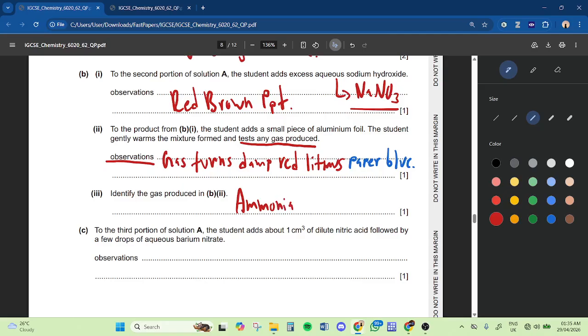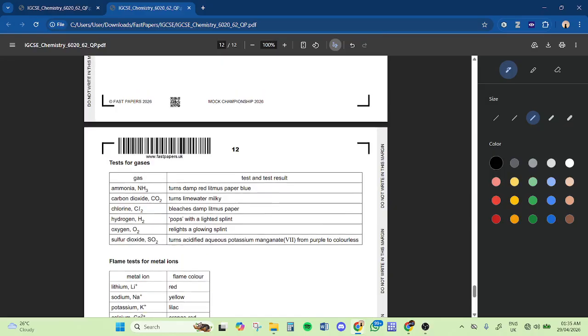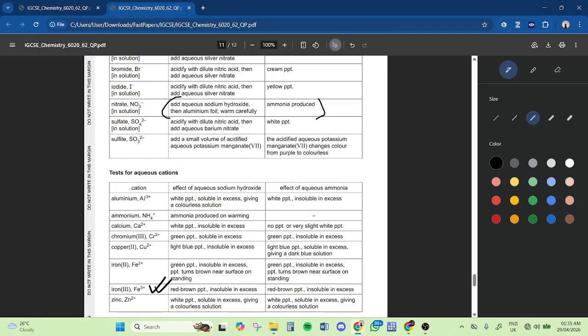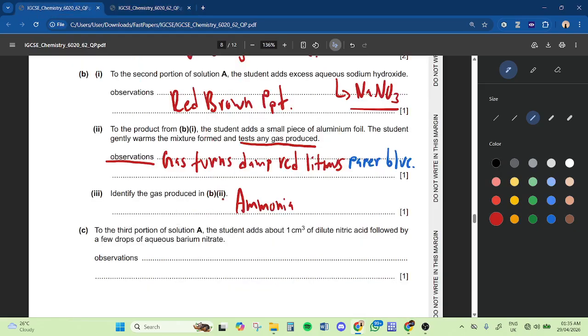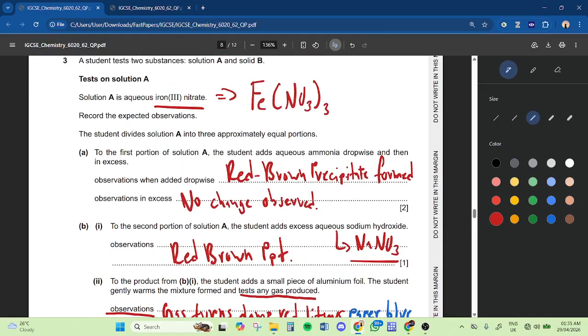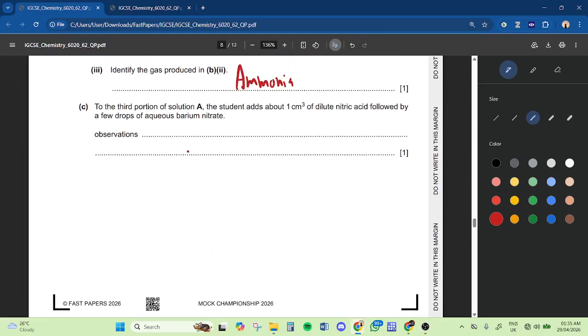So the third portion of solution A, the student adds about 1 cm³ of dilute nitric acid followed by a few drops of aqueous barium nitrate. So if you take a look at that, that is the test for sulfate. Acidify with dilute nitric acid, then add aqueous barium nitrate. You're supposed to get a white PPT, but because there's no sulfate in our solution A, which is iron 3 nitrate, you're going to write that no change.